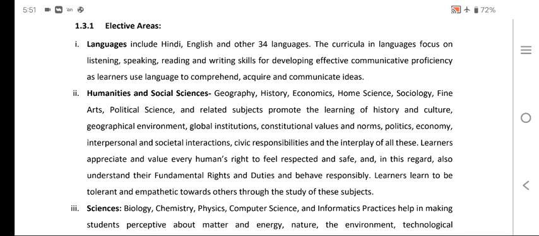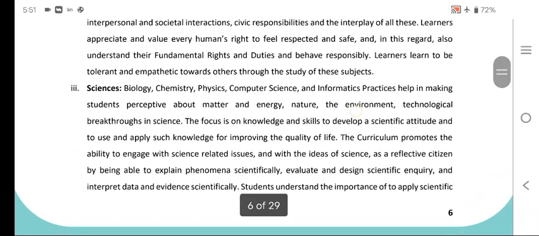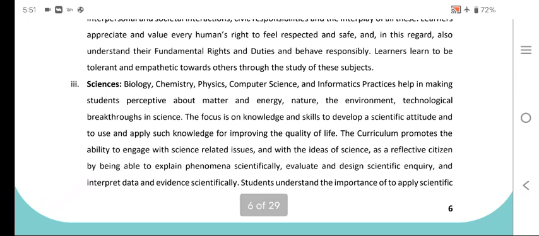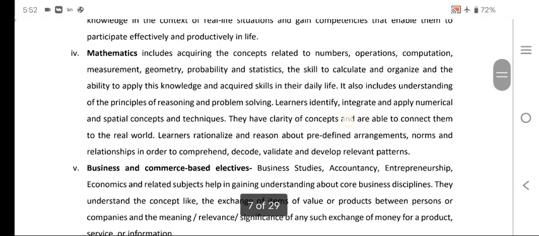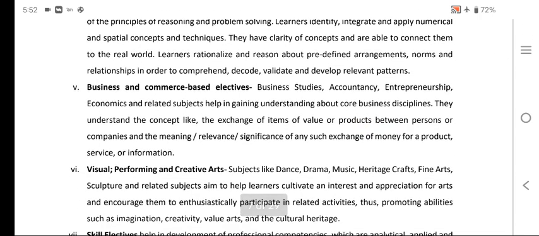So in humanities and social science, how do they offer? They offer geography, history, economics, home science, sociology, fine arts, political science and related subjects that promote learning of history and culture. Now we come to science: biology, chemistry, physics, computer science, information practices. These are all related to science. Now we come to mathematics. You know about the 2 kinds of mathematics: core mathematics and applied mathematics. Business and commerce: business studies, accountancy, entrepreneurship, economics. These are related to business and commerce.